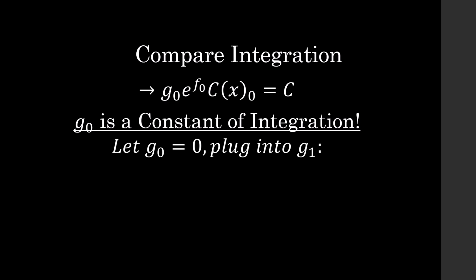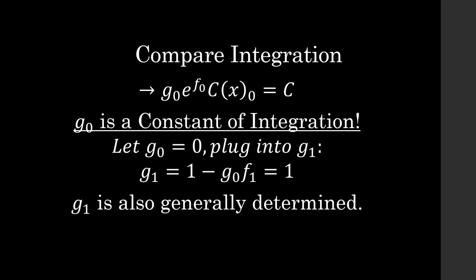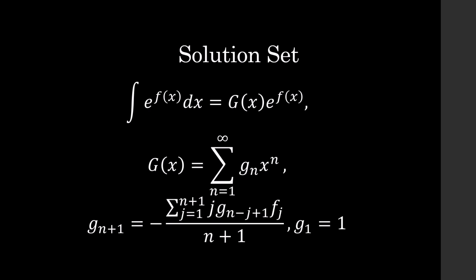Letting g naught be 0 and plugging into the g1 form, we find that g1 is equal to 1 minus g0 times f1, which is 0, so we get that g1 is just 1. And so we have that g1 is also generally determined. Wonderful.